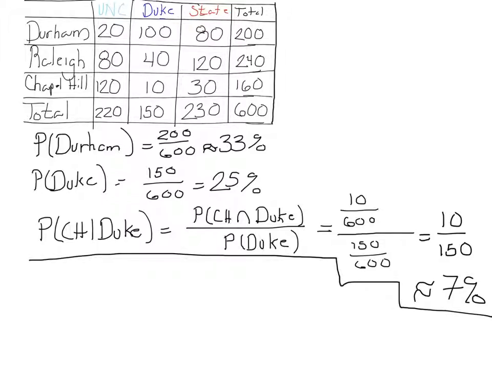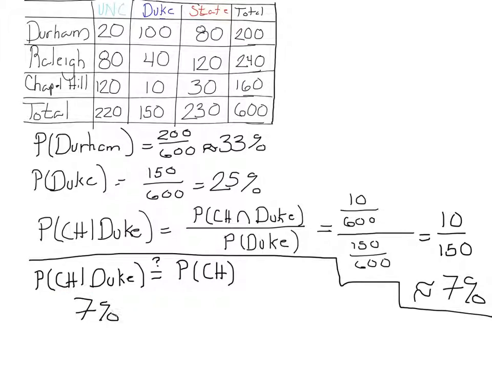But just in case we were unconvinced, we could do an independence test. So I'm going to ask myself, is the probability that I'm from Chapel Hill, given that I'm a Duke fan, equal to the probability that I'm from Chapel Hill? So I've already calculated the probability that I'm from Chapel Hill, given I'm a Duke fan, so that's 7%. My question is, is that equal to the probability that I'm from Chapel Hill?